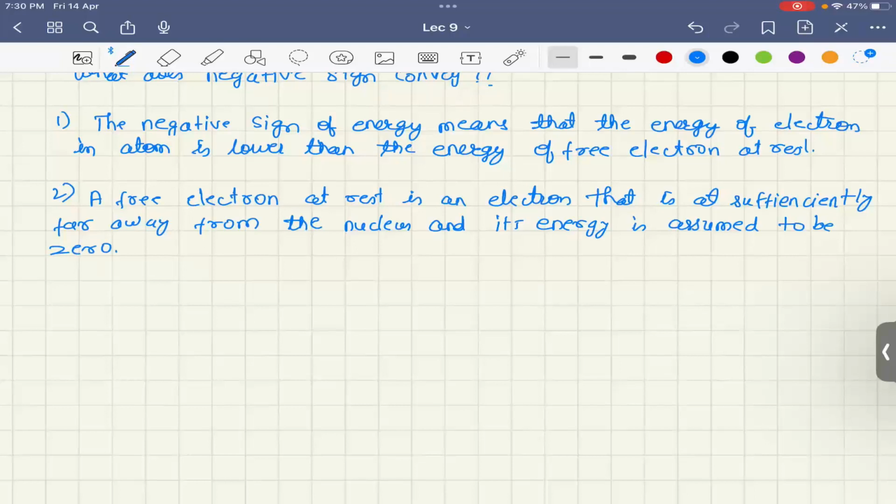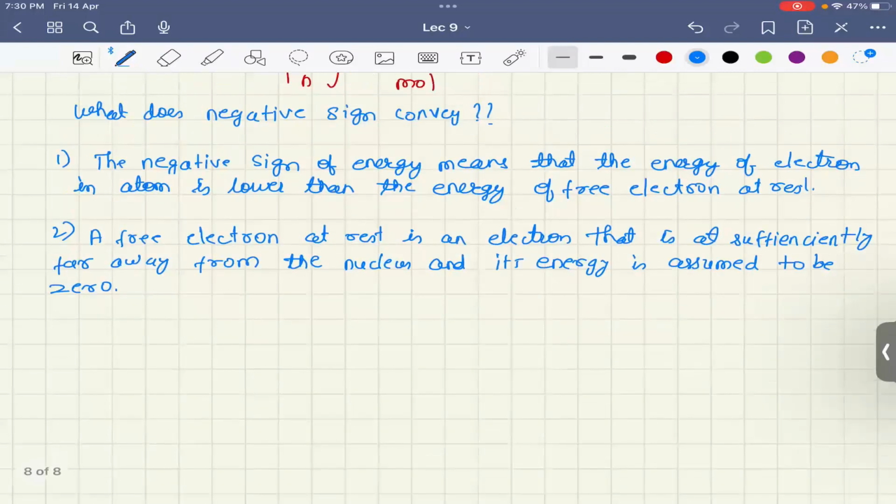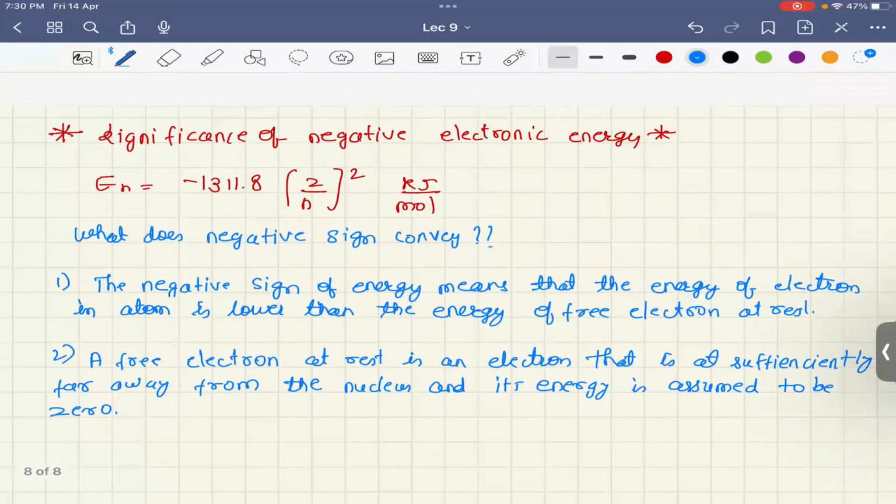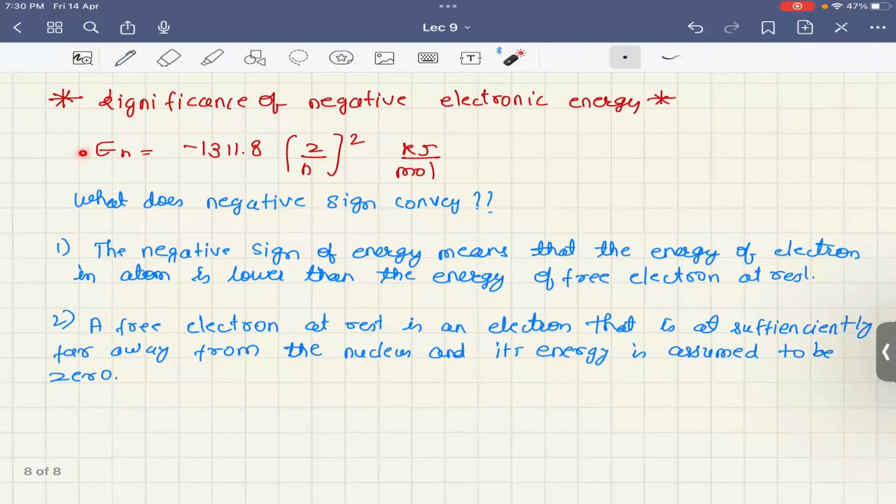Okay, so this is important. Mathematically it corresponds to setting n equal to infinity in this equation, right? If you put n equal to infinity in this expression, what we get is the energy of a free state electron.